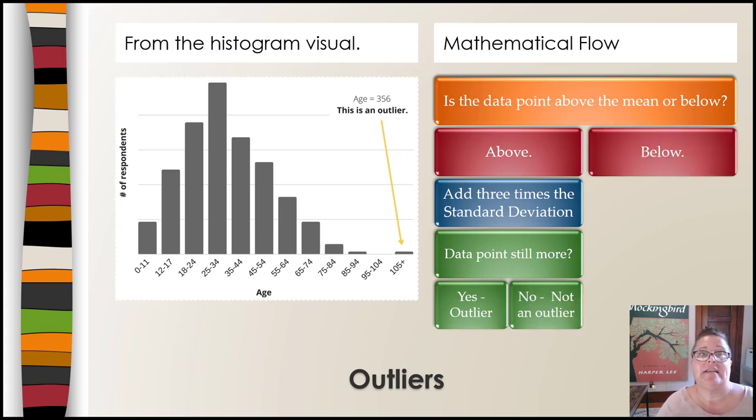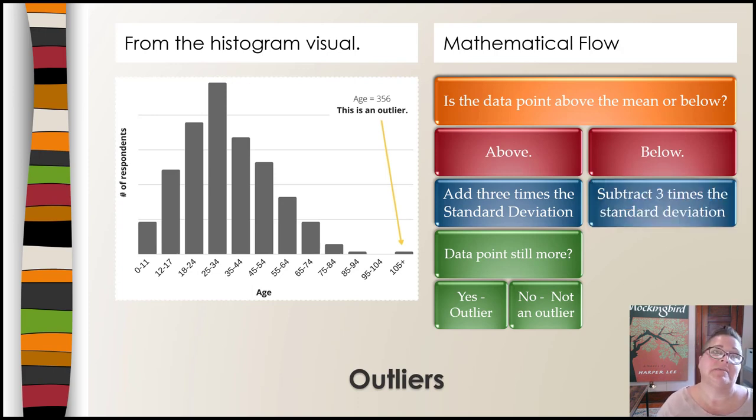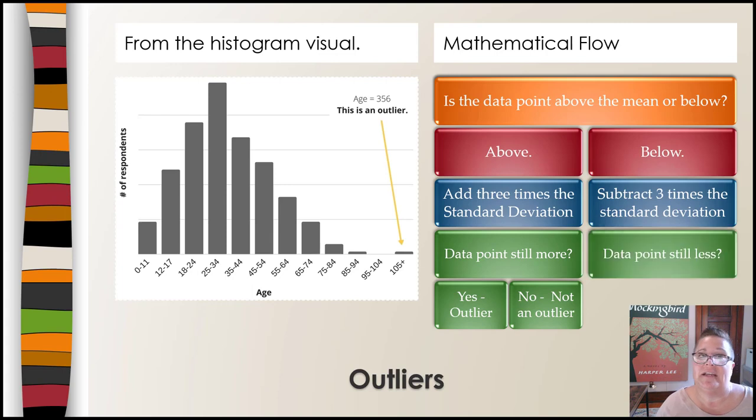Similarly, if that data point is below the mean, then you subtract 3 times the standard deviation. If that data point is still less, then it is an outlier. If not, then it's not an outlier.